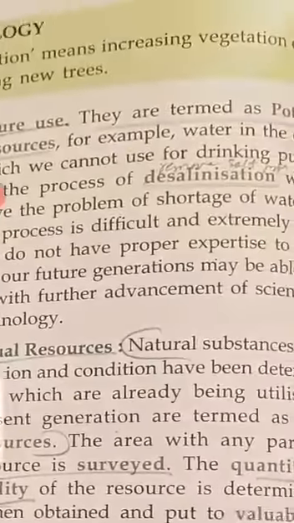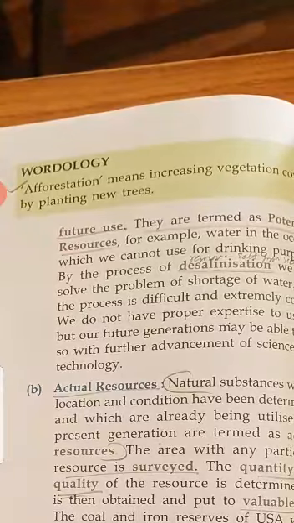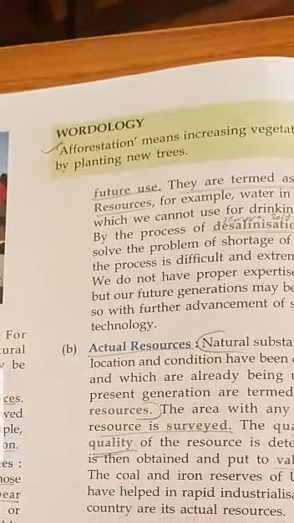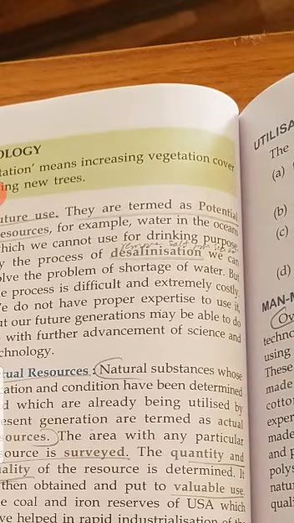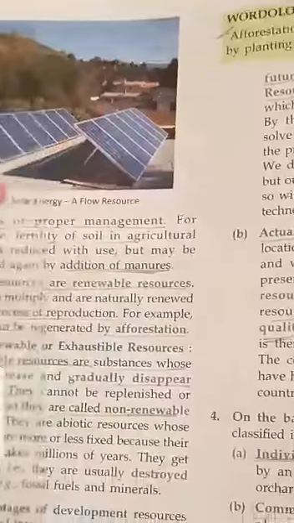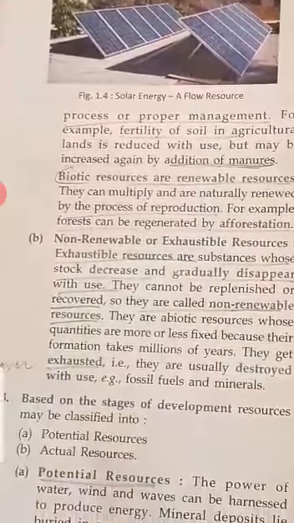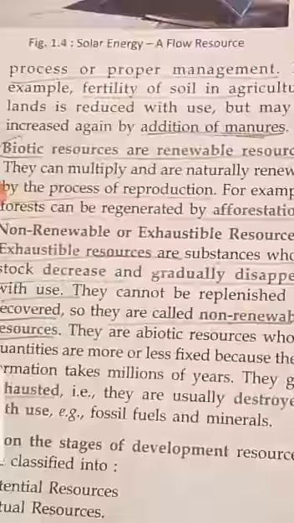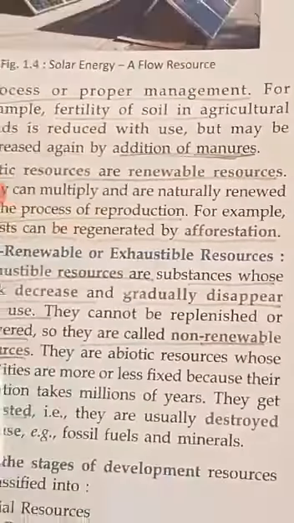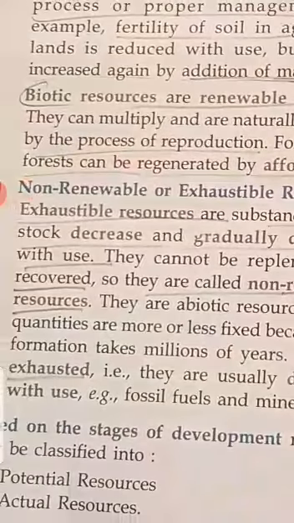What do you mean by the term afforestation? Afforestation means increasing vegetation cover by planting new trees. In a simple way, afforestation means planting more trees. Deforestation means cutting the trees and making the forest empty.